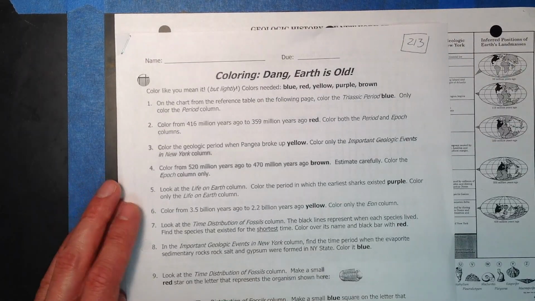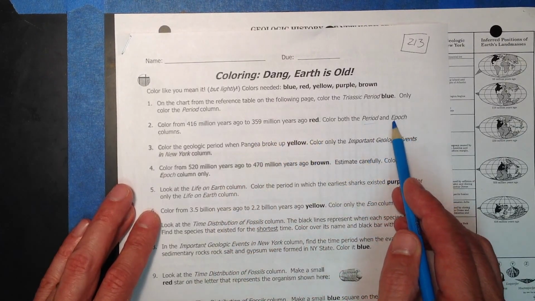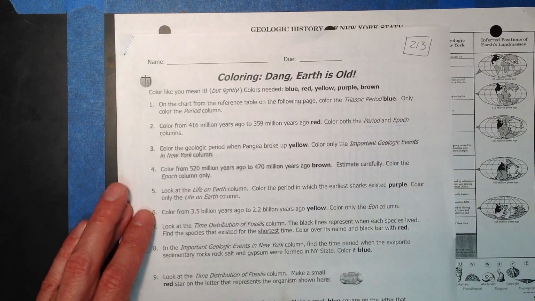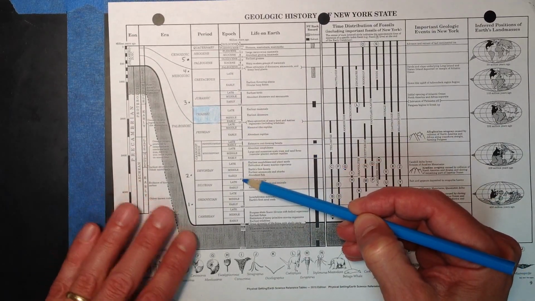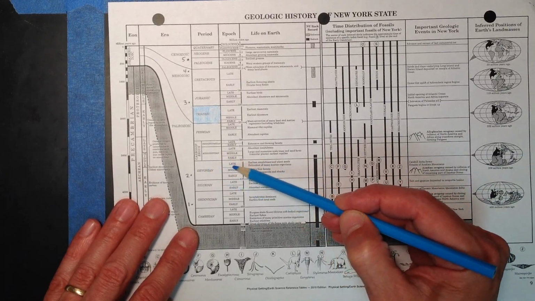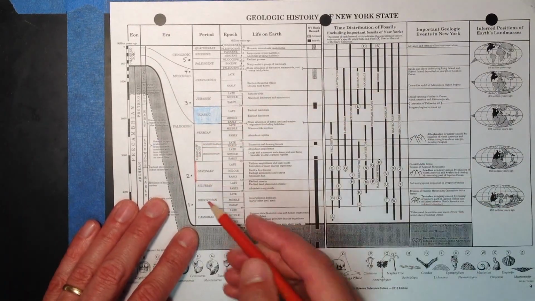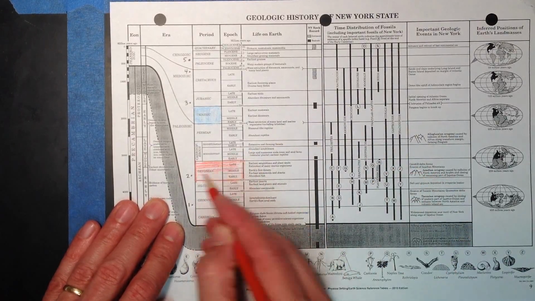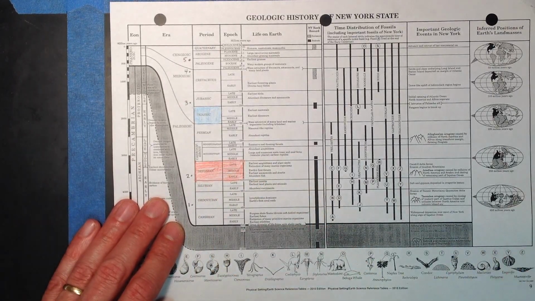Second one, color from 416 million years ago to 359 million years ago red, and we're coloring both the period and epoch columns. Epoch, it depends how you want to pronounce it. We're going to color those red. 416 is here, 359 is here, and I'm coloring both the period and epoch columns. Here we go, red. I'm going to color it like this. It does say to color lightly. You don't want to color too hard because you may need to see these words later. So that's the second one.